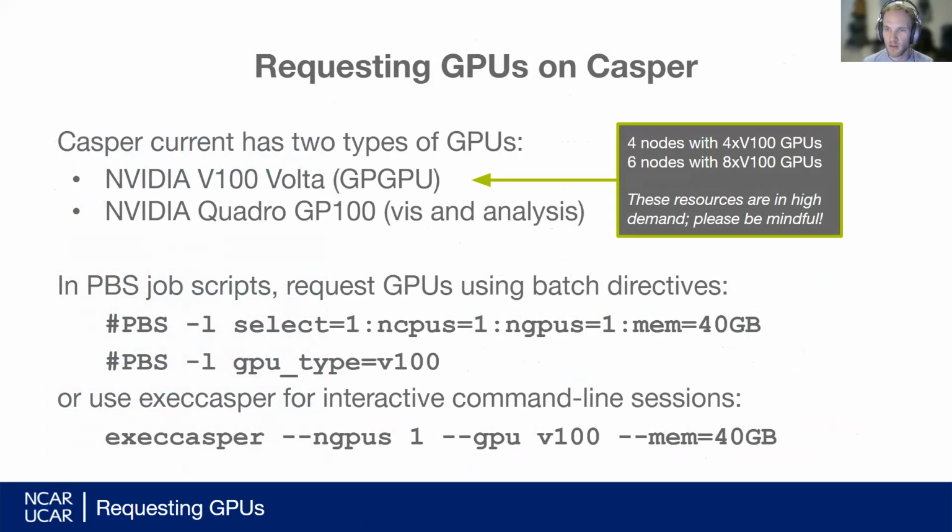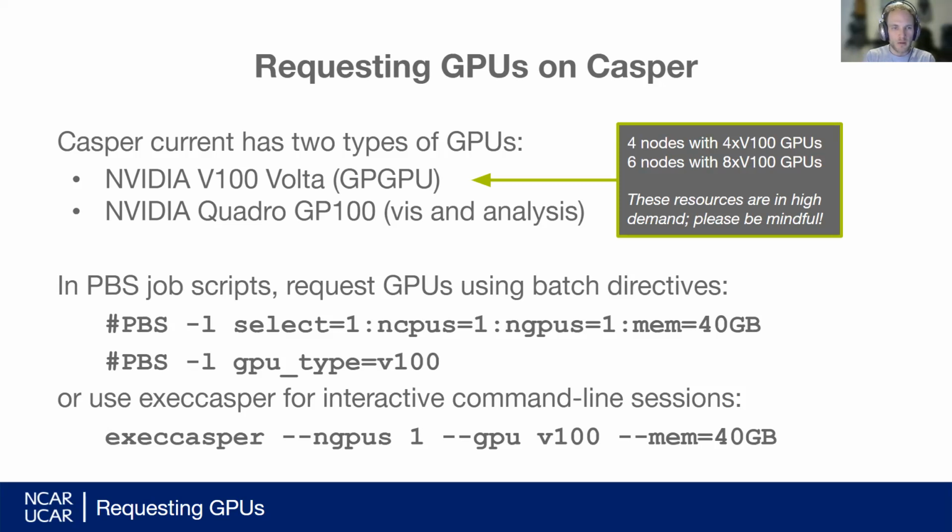And in fact, there are two configurations. There's 4 nodes on Casper that have 4 of these cards in a node. And then there are 6 nodes that have 8 GPUs in each node. So that can give you a sense of the resources that we have available. These are typically in high demand, especially during the workday. So we would ask that you be mindful when you're scheduling those resources. If you have a job that you might just sit around for long periods of time and not use the GPU, we'd ask you to think about that workflow and try to optimize it, just to be nice to your fellow users.